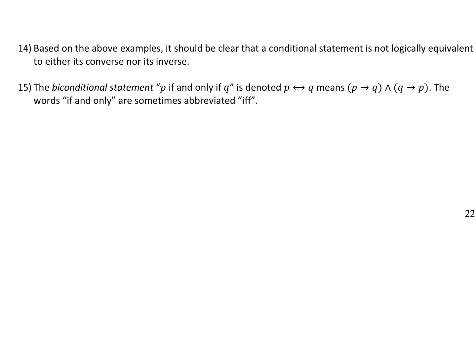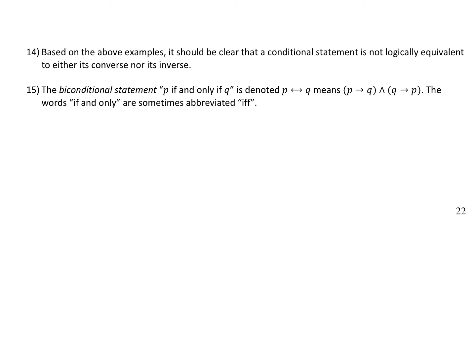A biconditional statement is of the form P if and only if Q. We denote it P with a double arrow Q. It means P implies Q and Q implies P. So this arrow goes both ways. And the words if and only if in the definition of a biconditional are sometimes abbreviated IFF.